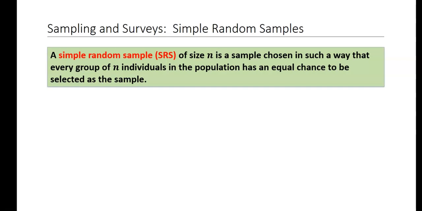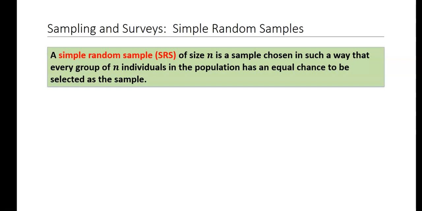For a sample of size n, a sample is chosen in such a way that every group of n individuals in the population has an equal chance to be selected. The thing that's surprising about the definition is that it doesn't say each person has the same chance of being selected, although that's true. Each group of people of any size, a group of 2, 3, or 4, any group of n individuals in the population has an equal chance to be selected.